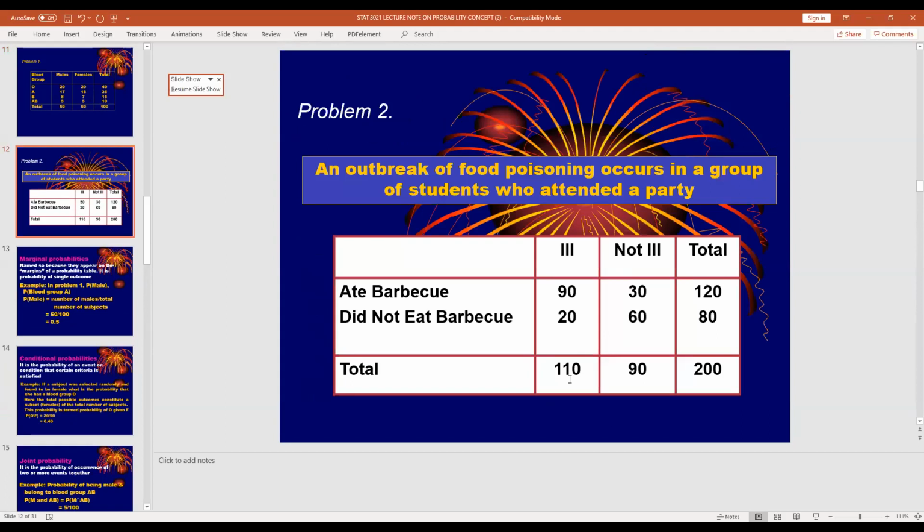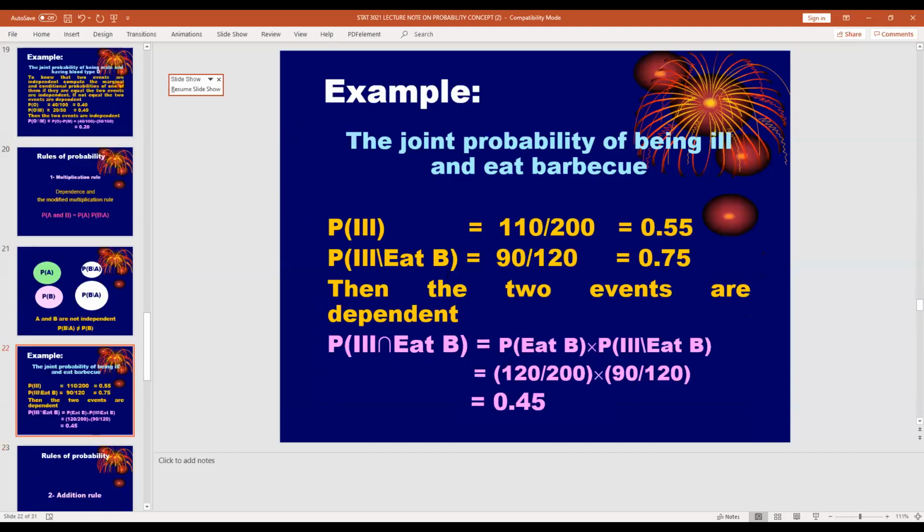110. Do you know the meaning of this 110? It includes all people, those who ate barbecue and those who did not, that get sick. That is the totality of those who get sick, and that is 110. If I want to know the probability of those who get sick, it's going to be 110 divided by 200. That is exactly what I have right here. The probability of somebody getting ill is 110 divided by 200, and that will be 0.55. Now, this is what? Marginal.